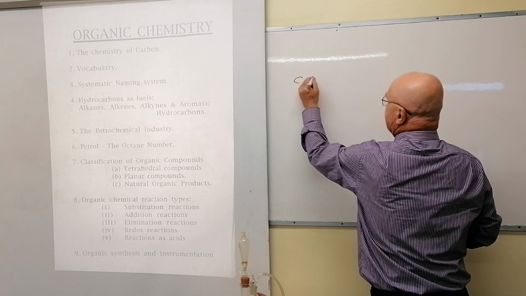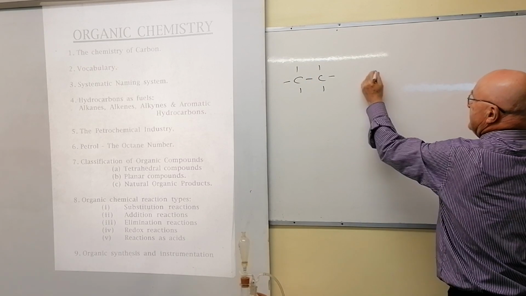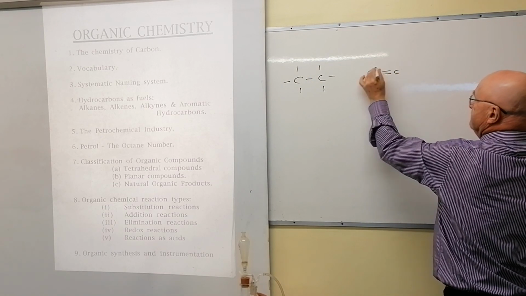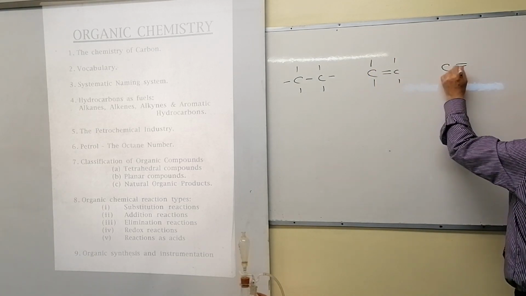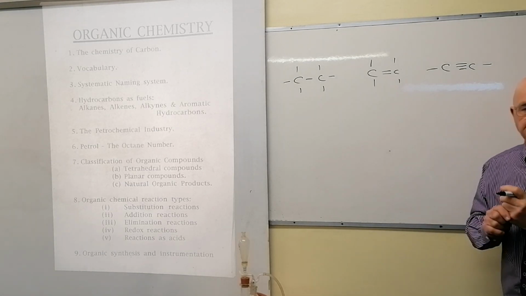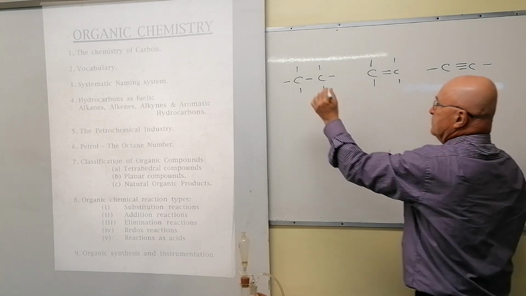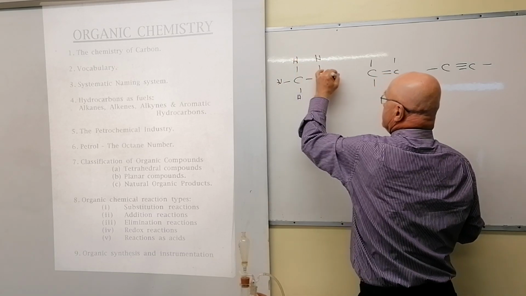Here's ethane. Here's ethene. And here's ethyne. And they're the skeletons, okay? You must put H's in, of course, to get any marks. Very important. Can I remind you now, please?